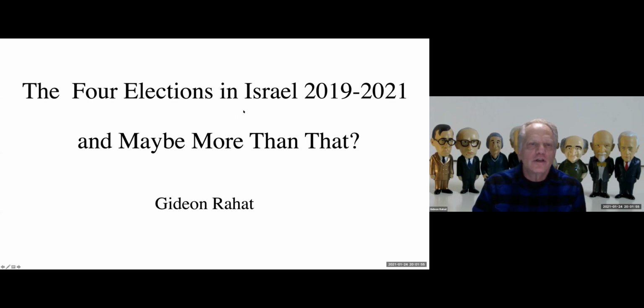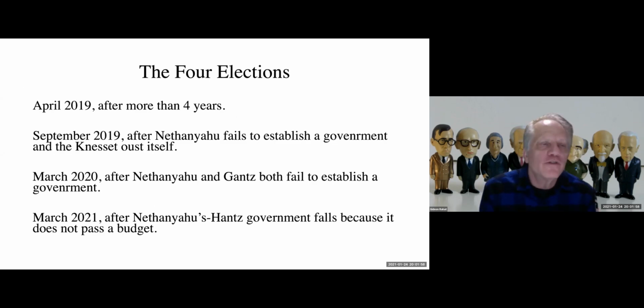Okay, so I'm going to talk about the four elections, the three that we had and the one that we're going to have. First, let me remind you that the first election in April 2019 took place after more than 4 years, which means that we had experienced quite a long-living government, a lot of stability. And this government, I would remind you, was supported by 61 to 65 members of Knesset. This is a minimal coalition, and these small coalitions are actually the more stable ones, according to the literature.